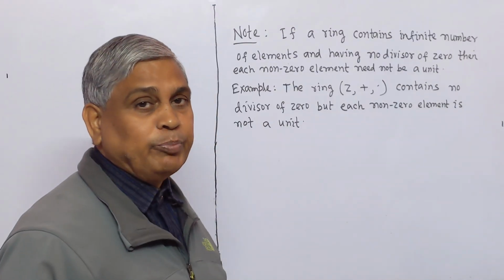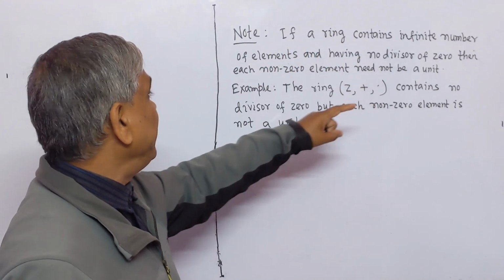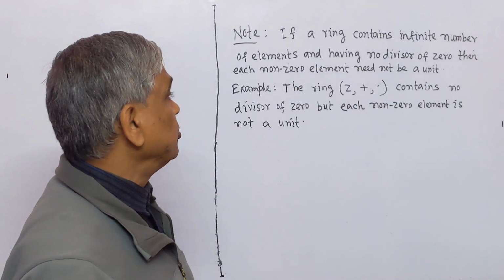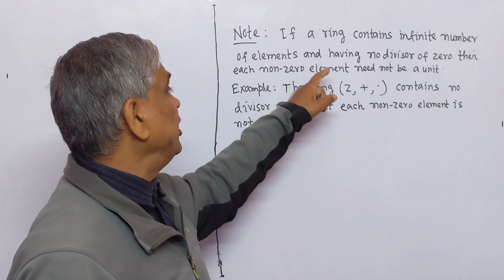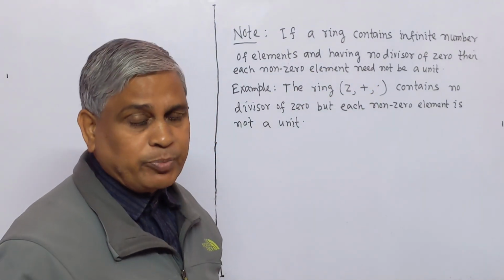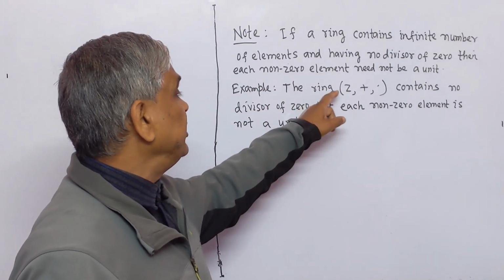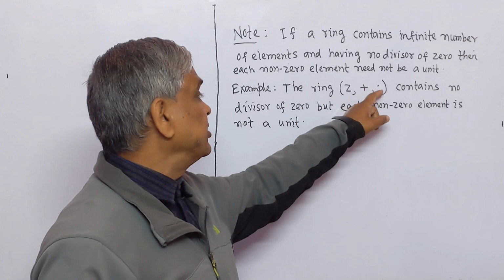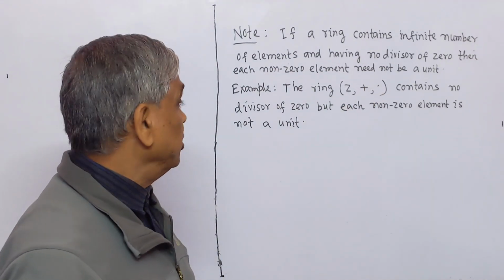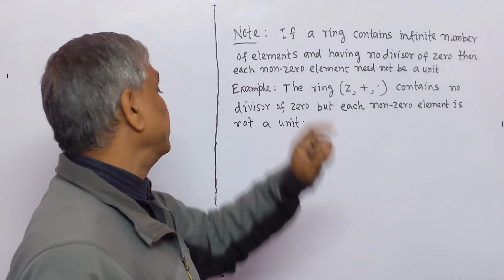Now we have an important note. The note is, if a ring contains an infinite number of elements having no divisor of 0, then each non-zero element need not be a unit. By an example, we may show this. The example is the ring Z with binary operations addition and multiplication, which contains no divisor of 0, but each non-zero element is not a unit.